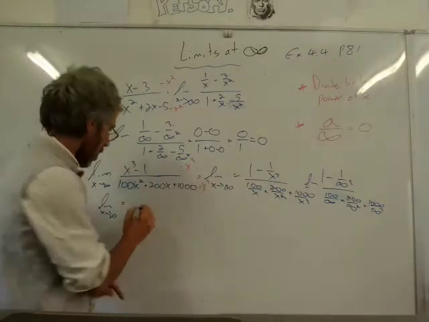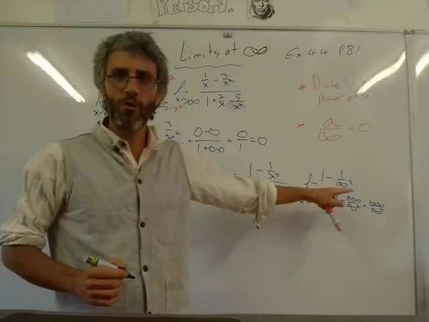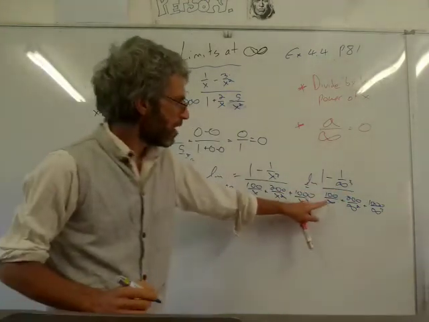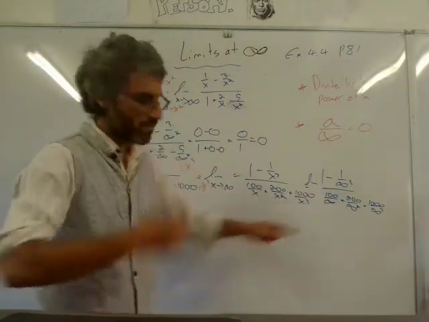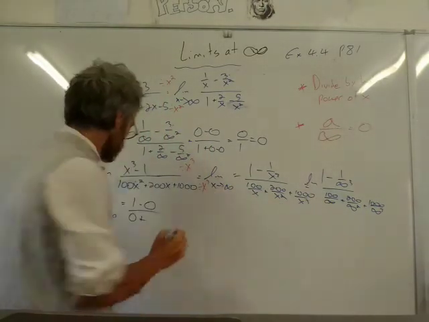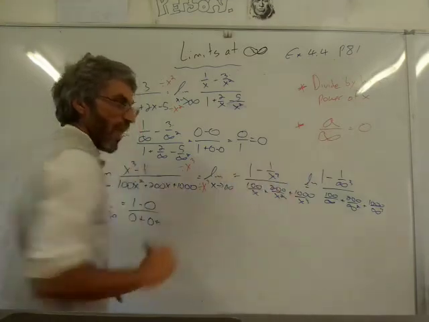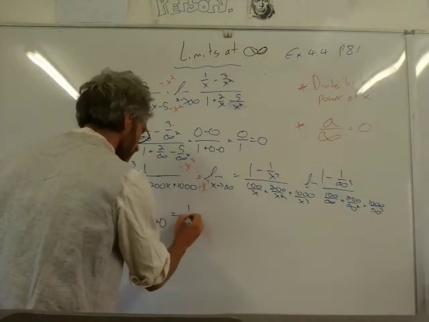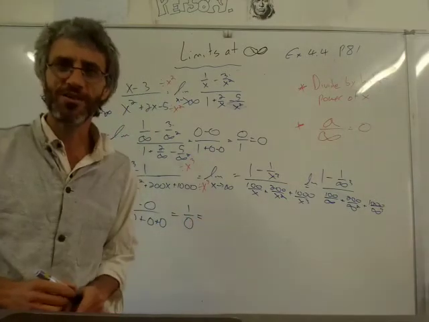We got 1. What is 1 over infinity cubed? 0. Divided by 100 divided by infinity? 0. 200 divided by infinity squared? 0. 1000 divided by infinity cubed? 0. We're going to get 1 over 0. What is 1 over 0?